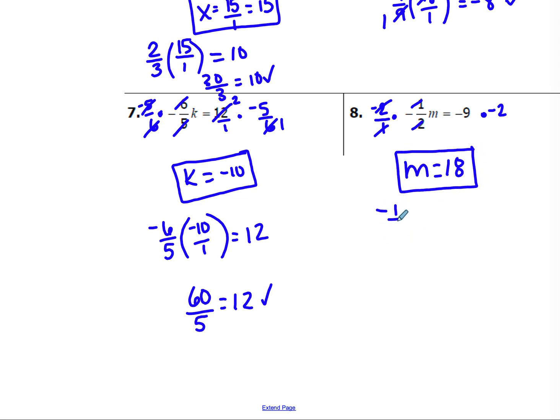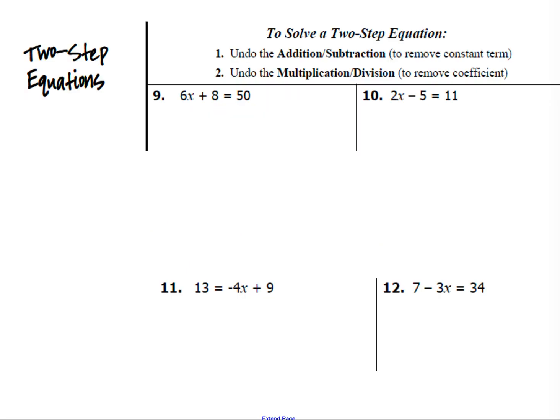Okay, let's check it. -1/2 times 18/1 equals -9. I'll cross cancel here. 2 divided by 2 is 1. 18 divided by 2 is 9. -1 times 9 is -9. 1 times 1 is 1. Yep, that's correct.